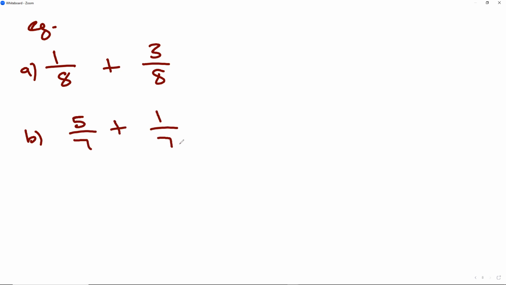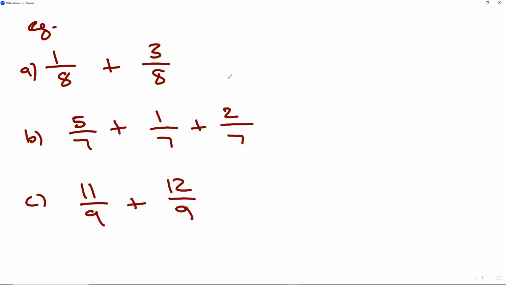Let's suppose we have a few examples. I've got 1 over 8 plus 3 over 8. I've got 5 over 7 plus 1 over 7 plus 2 over 7. I've got 11 over 9 plus 12 over 9. In this first question, we just take 1 plus 3, which is 4. It becomes 4 over 8.